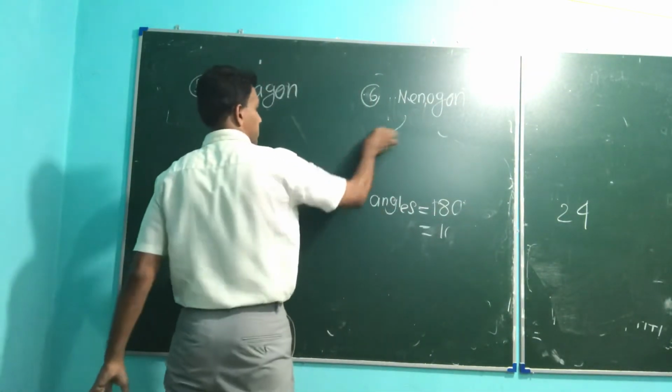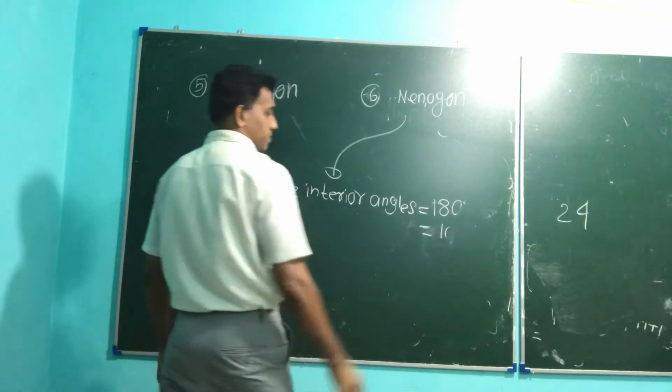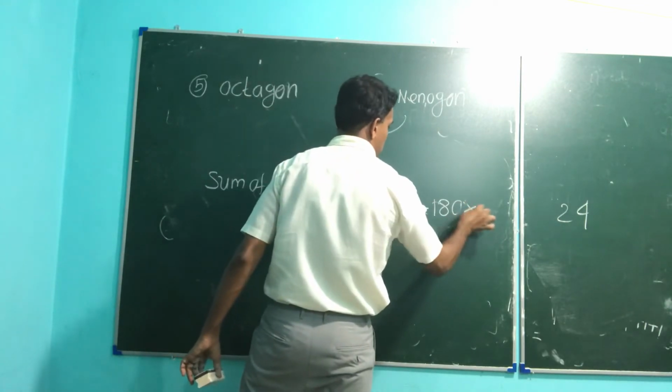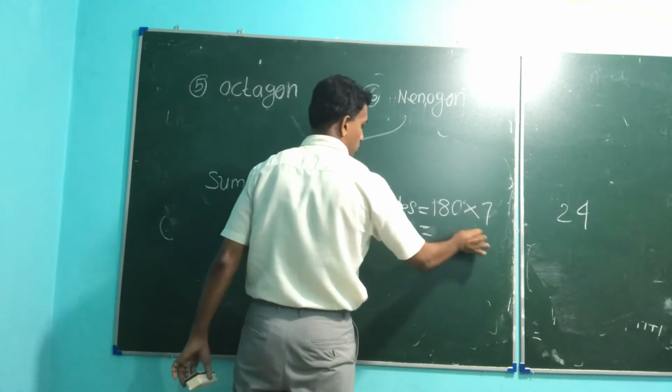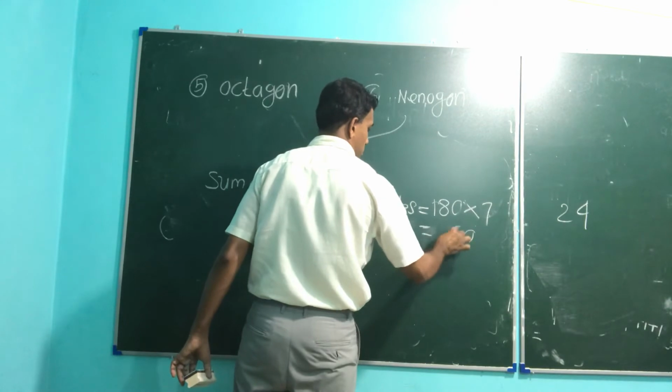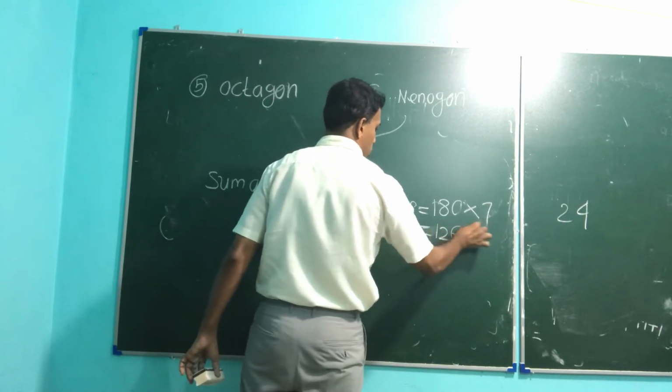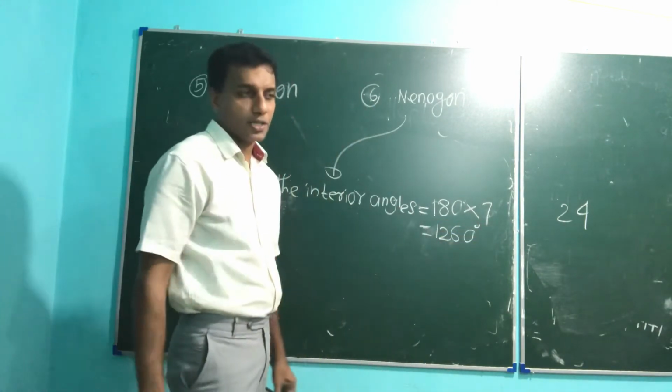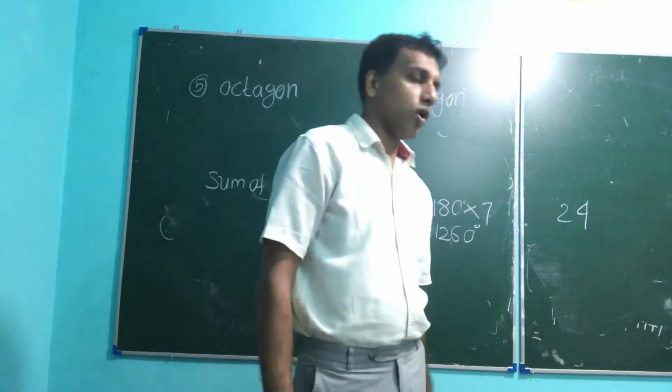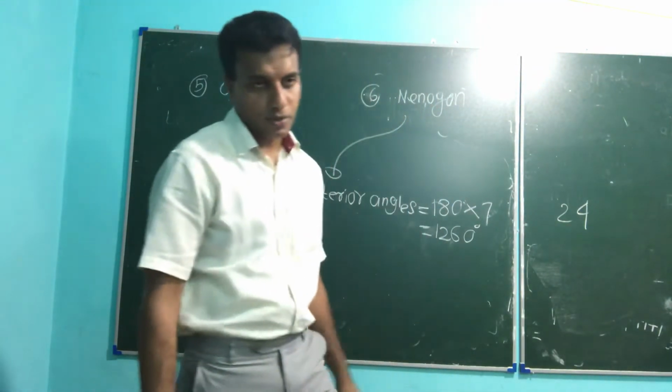For the nonagon calculation, 7 triangles. So the answer therefore is 1260 degrees. 1260 degrees. Okay.